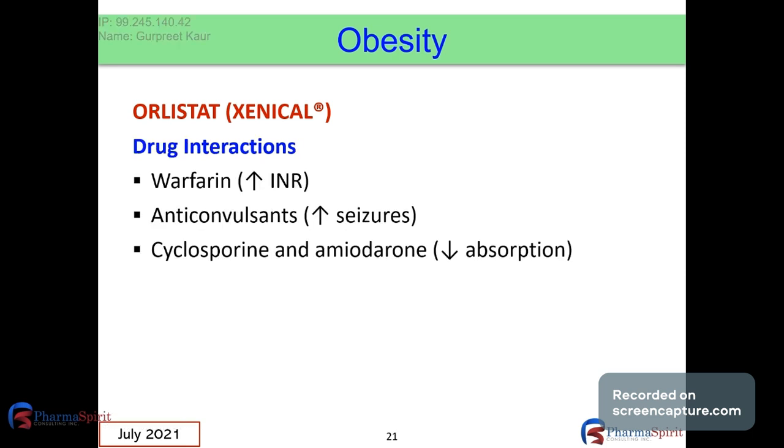We'll start to look at some drug interactions for orlistat. Orlistat increases the effect of warfarin and increases the INR by impairing the absorption of vitamin K, which is a fat-soluble vitamin. So when you impair the absorption of vitamin K, you increase the effect of warfarin.